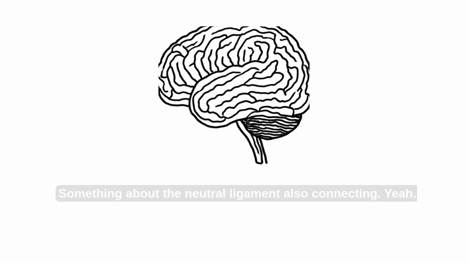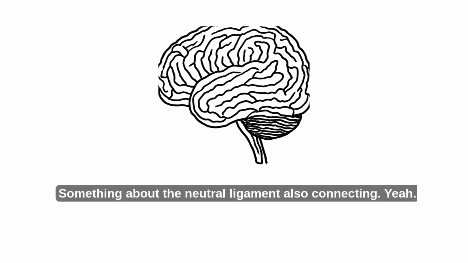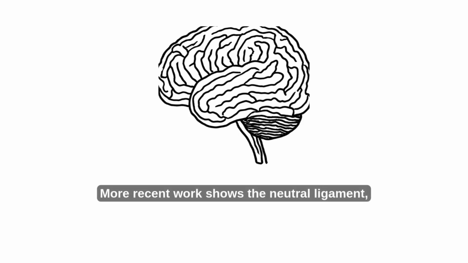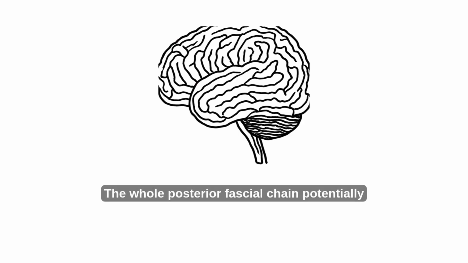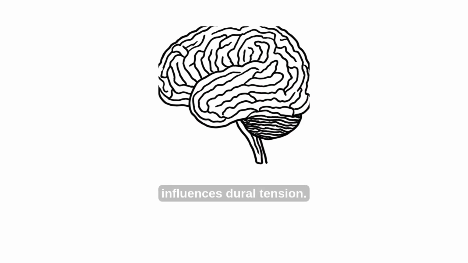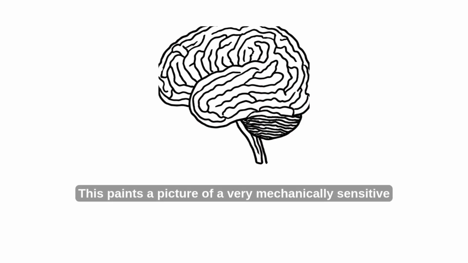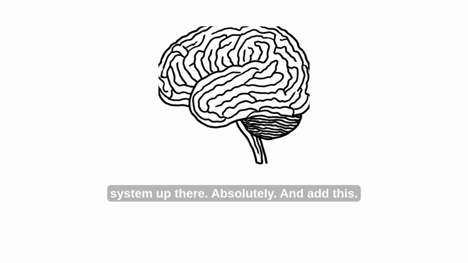And it seems there's more. Something about the nuchal ligament also connecting. Yeah, more recent work shows the nuchal ligament, that big ligament down the back of the neck, is also continuous with the dura, blending in via another ligamentous structure. So it's not just the tiny muscles. The whole posterior fascial chain potentially influences dural tension. This paints a picture of a very mechanically sensitive system up there.